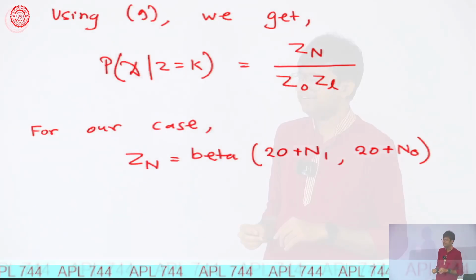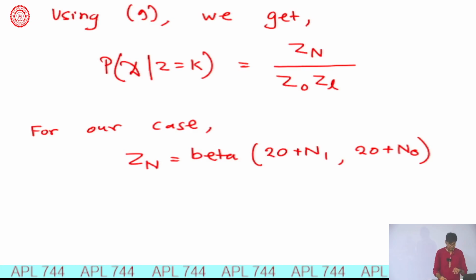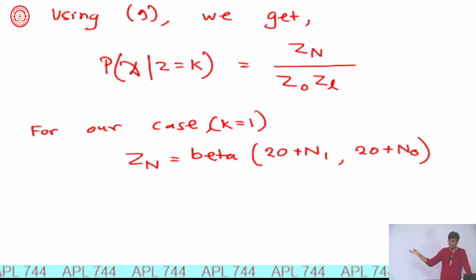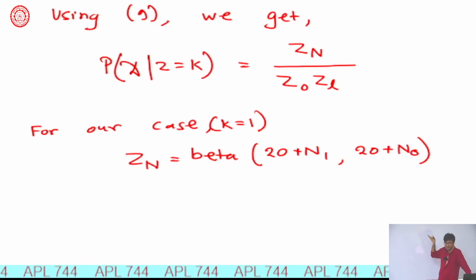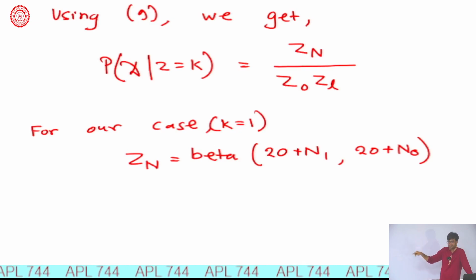Okay. So, Zn will come out, okay. Zn will look something like this. Okay. Obviously, I am assuming k equal to 1 here, that is why. For k equal to 1, for our case with k equal to 1, obviously I have to write, otherwise this will not hold. What will be Z naught? Beta function with 20, 20. Z naught will be the prior, for k equal to 1 it is beta 20, 20. So, it will be beta function with 20, 20.